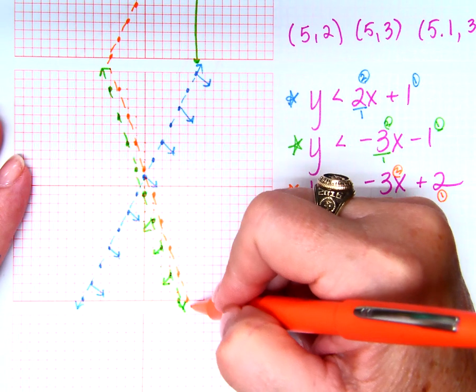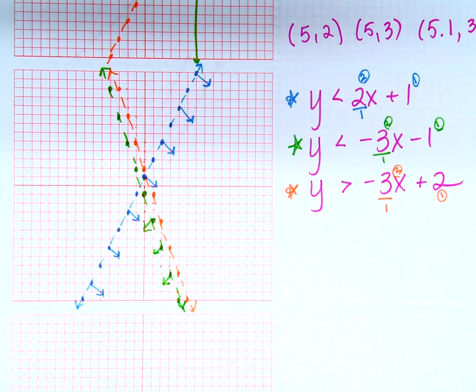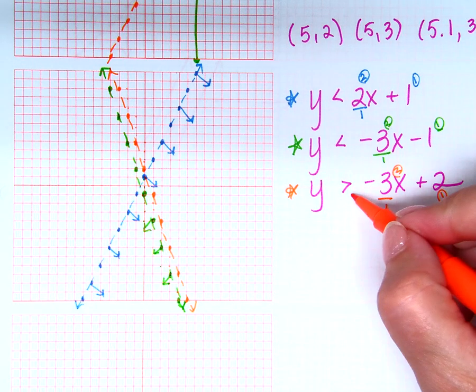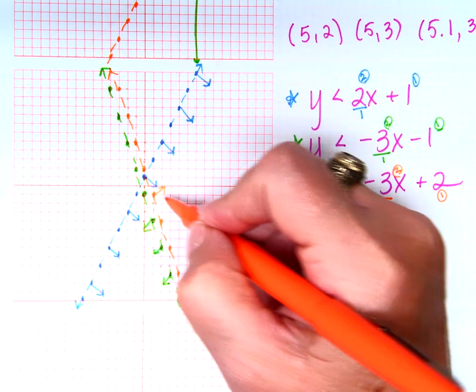Once I get my dotted line drawn, where do I shade? Up. Because it is greater than, I shade above, right?